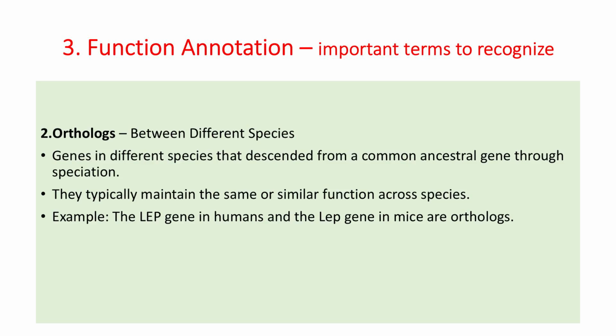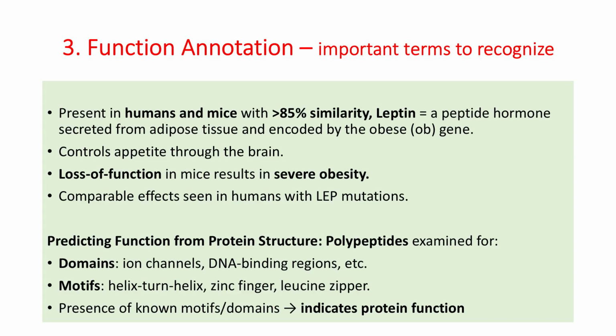Orthologs are genes in different species that descended from a common ancestral gene. They typically maintain similar functions across species. For instance, the LEP gene in humans and the LEPI gene in mice are orthologs. Leptin, present in both humans and mice, controls appetite and is linked to obesity. Loss of function in mice results in severe obesity.